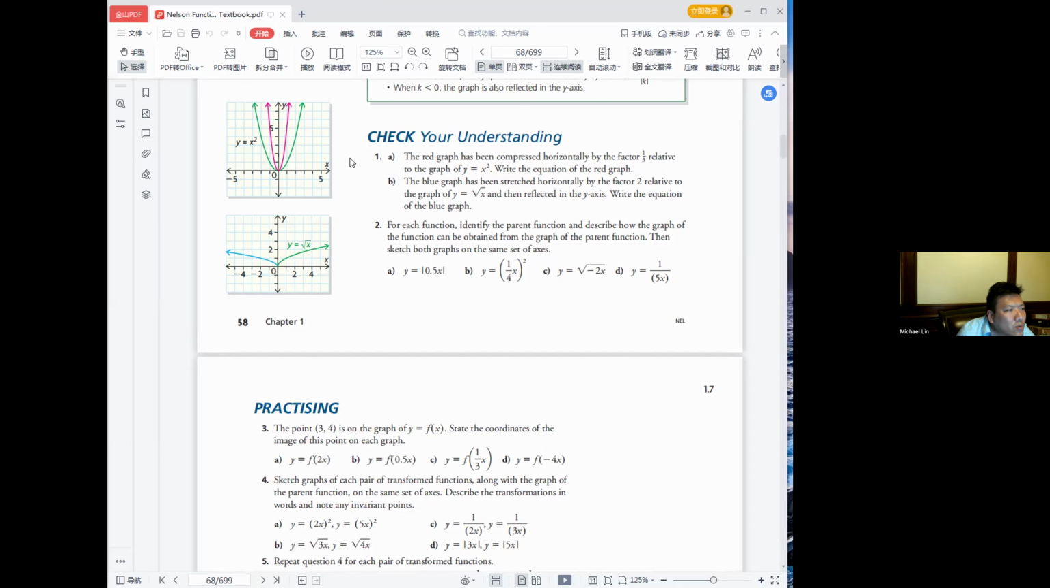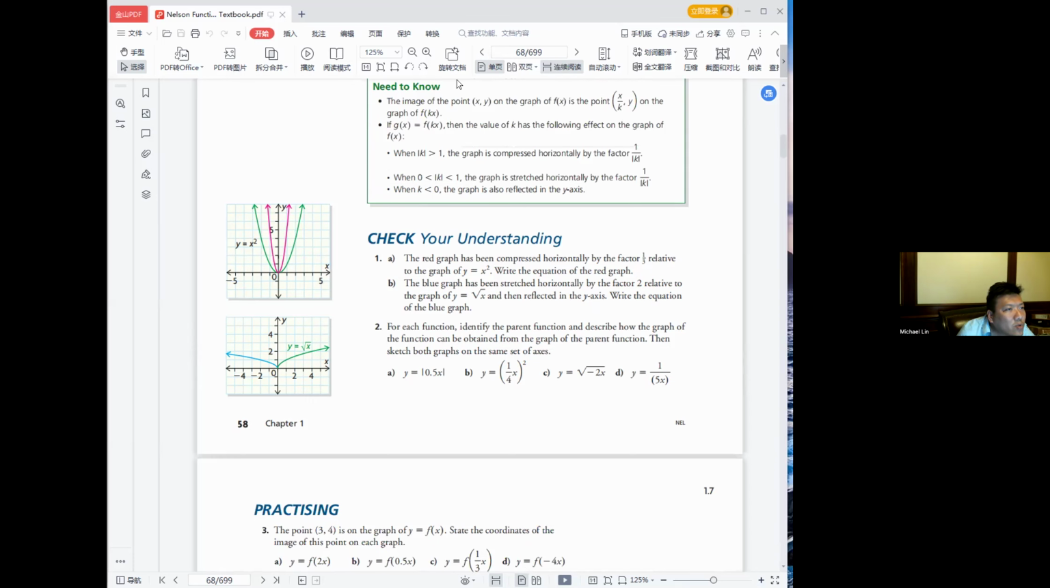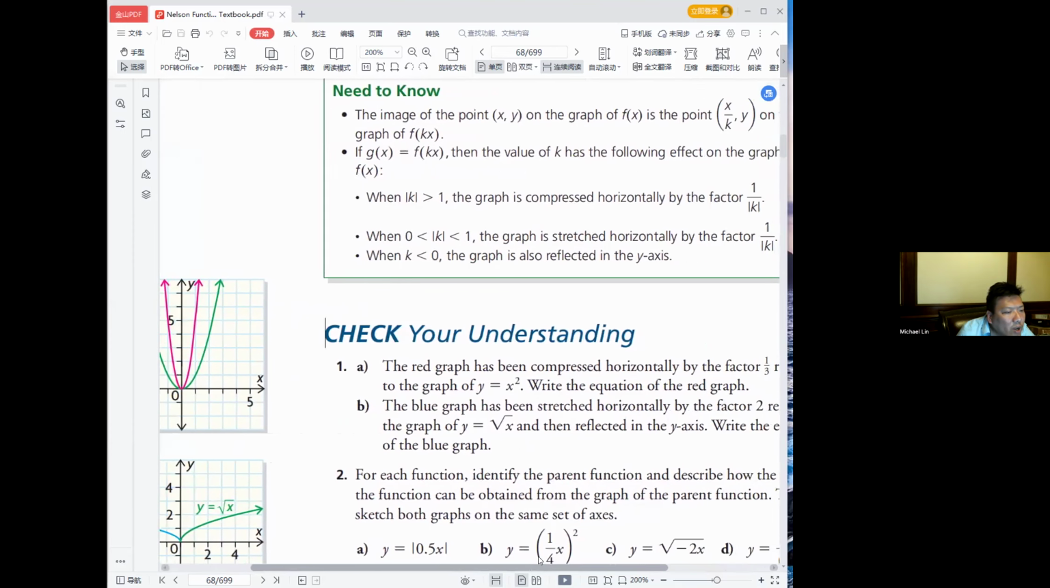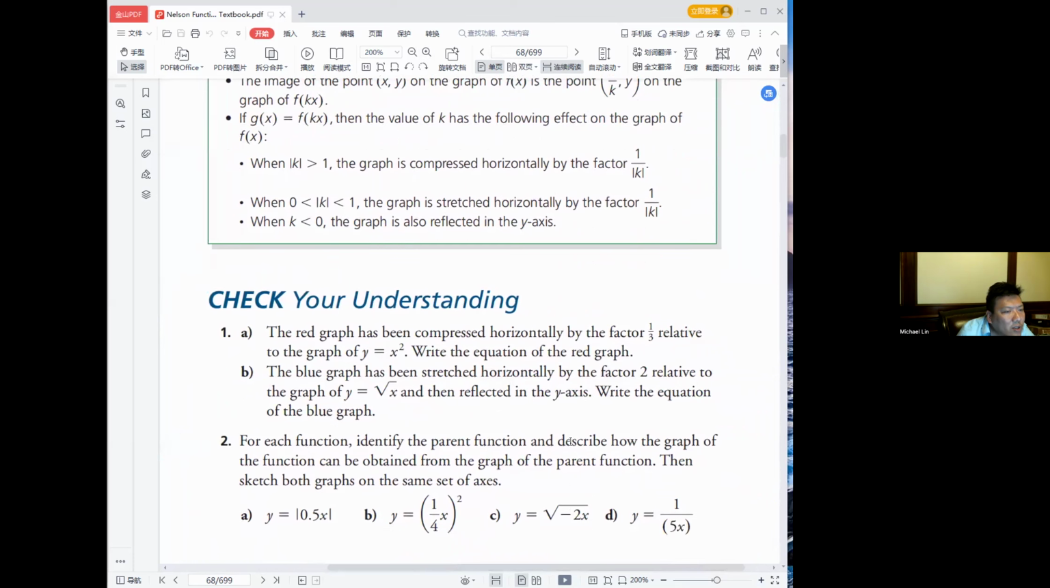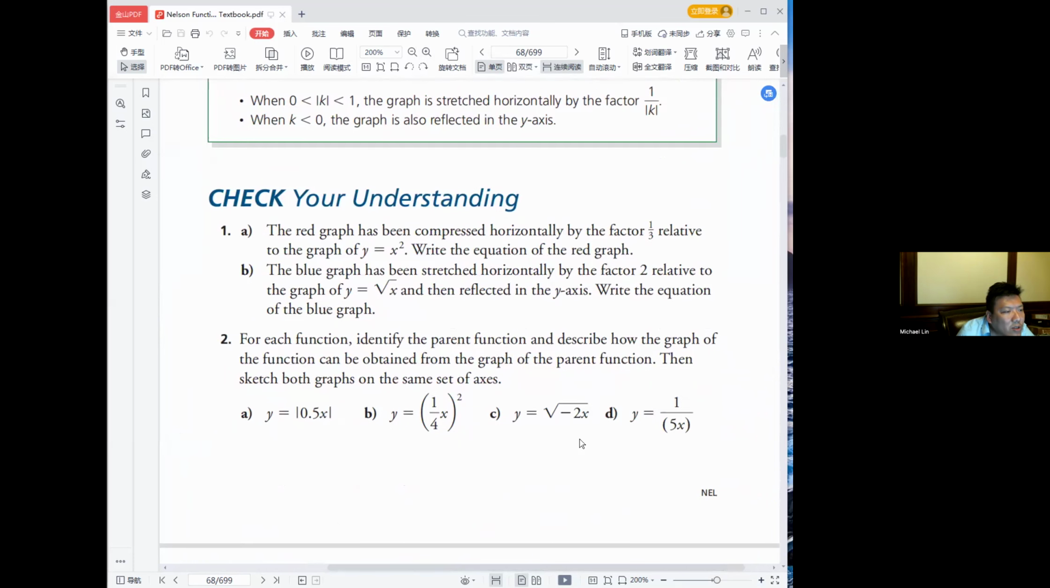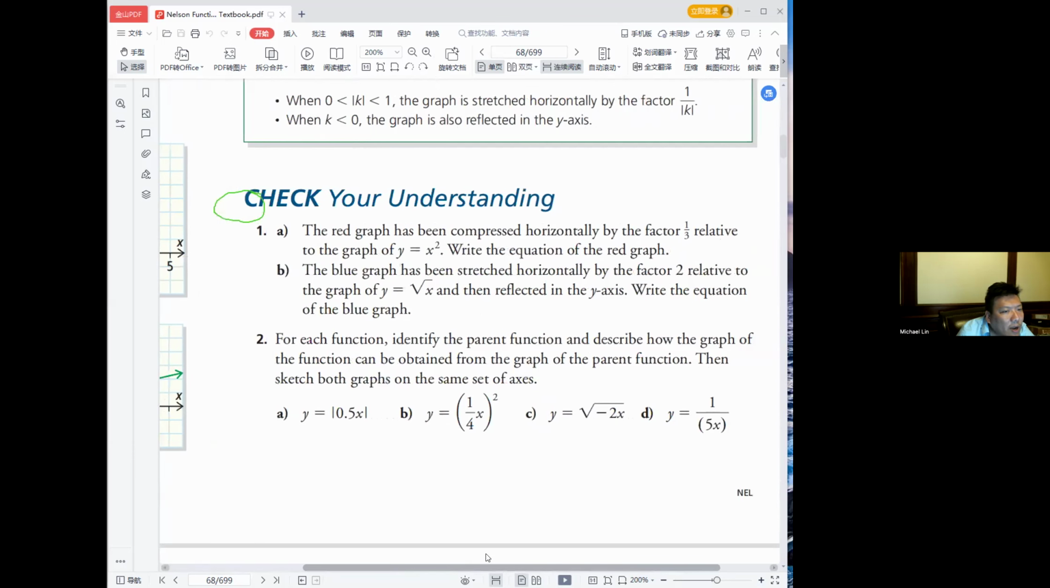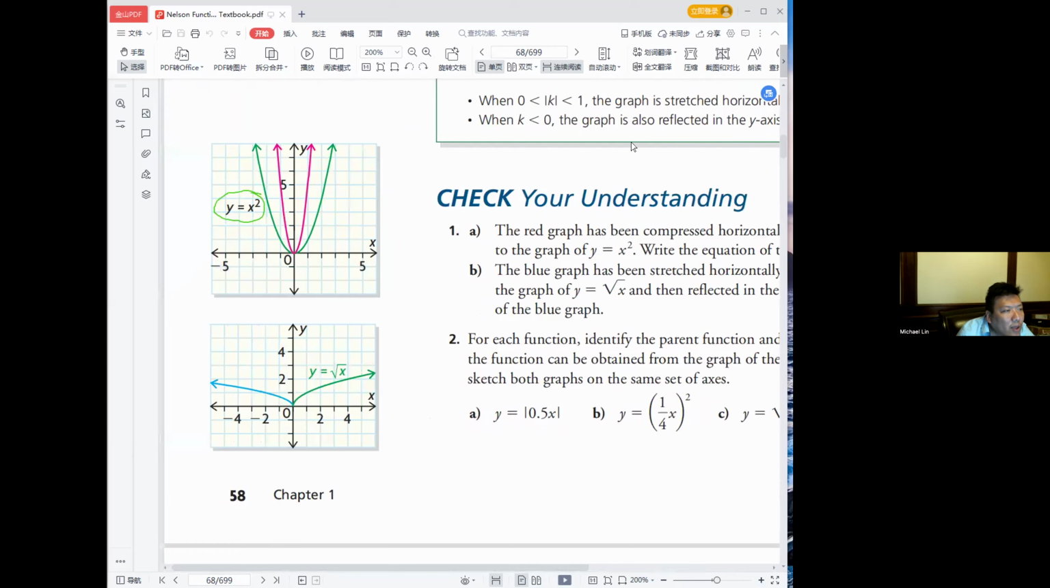So let's zoom in a little bit. For number 1, it says the red graph has been compressed horizontally by a factor of 1/3 relative to y equals x squared. So you can see over here, y equals x squared is my green graph. And they're telling me that it's been horizontally compressed by a factor of 1/3.